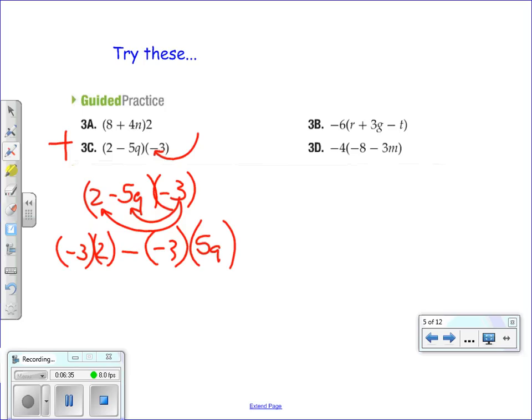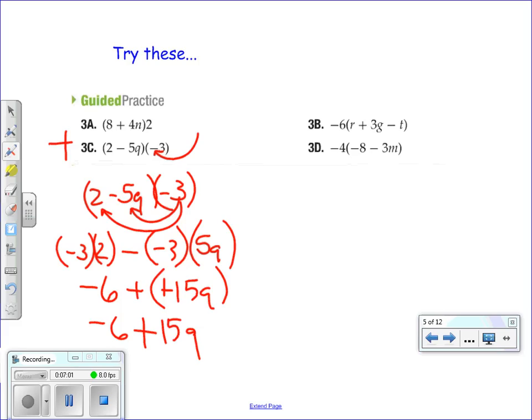All right? So -3 is times the 2, and it's also times the 5q. So that'll be -6, and -3 times 5q is -15q. Now look what happens here. -6, I have a minus situation. What does that change to? Plus plus. So -6 plus 15q.